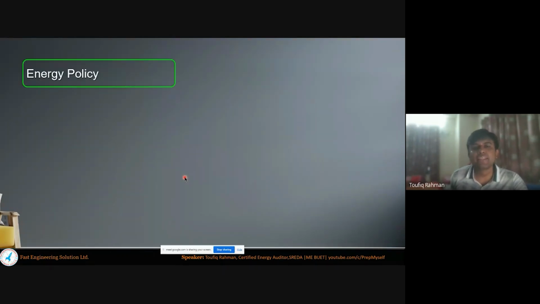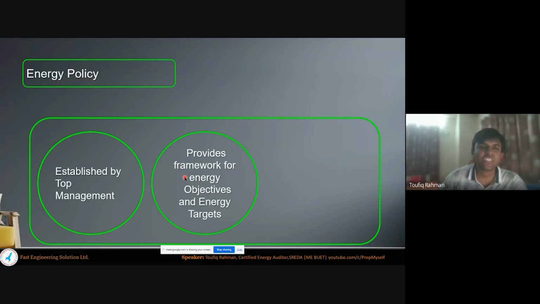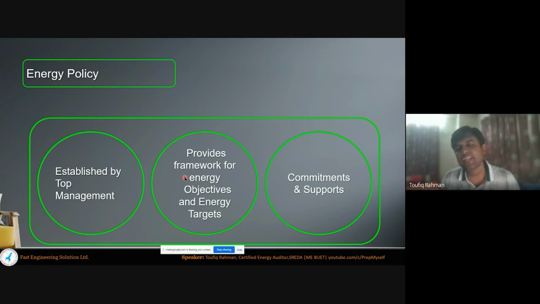Another thing is that after the leadership is in place, an energy policy is required. An energy policy will be established. This energy policy includes everything I have discussed earlier. It is a framework for the objective of the energy efficiency target. So in the energy policy, there will be a target, some commitment and support. It is a written document that has to be prepared by the industry for energy management.